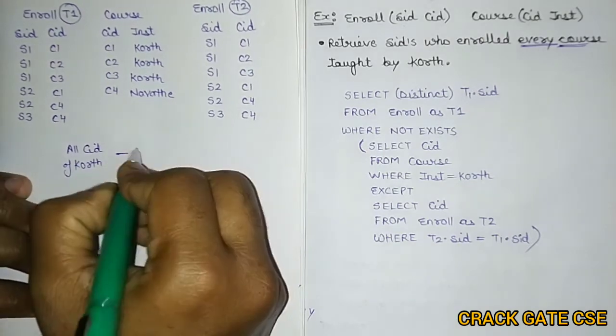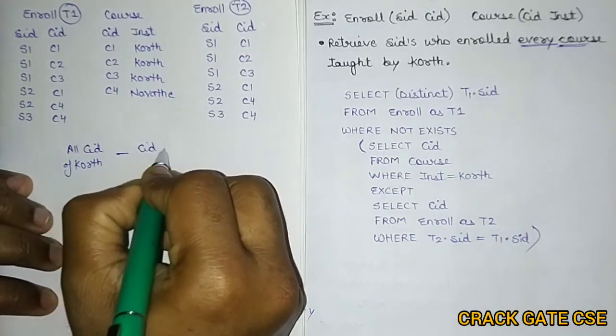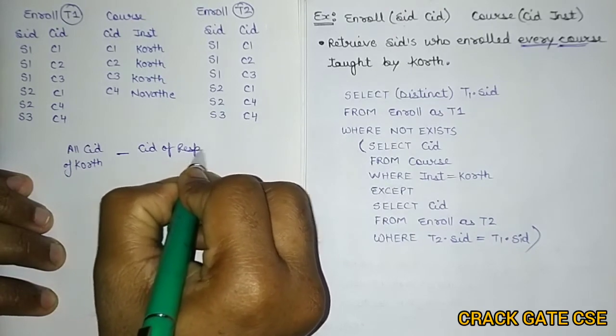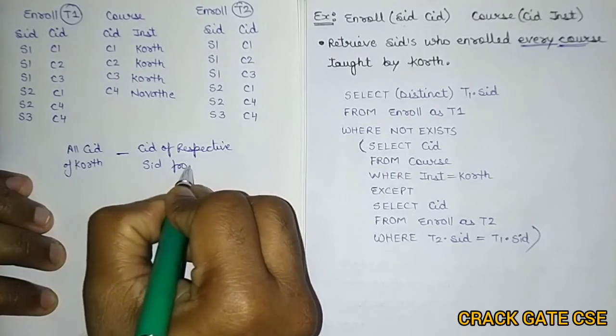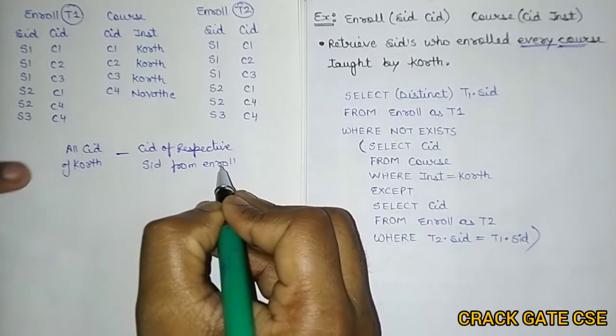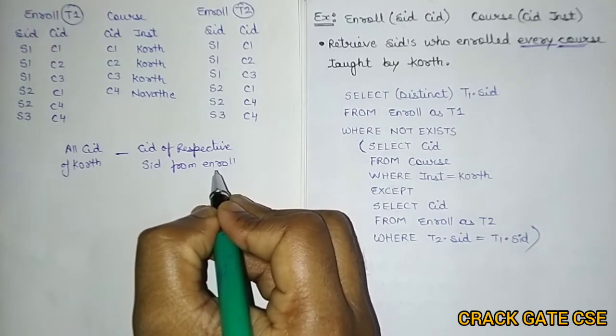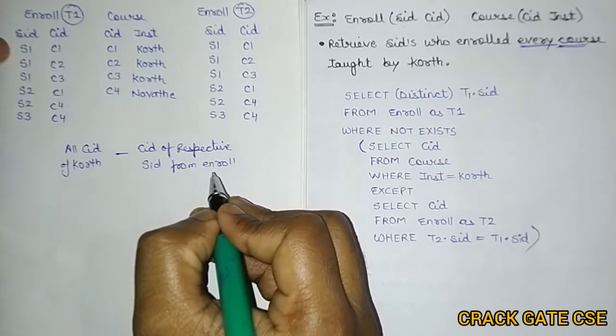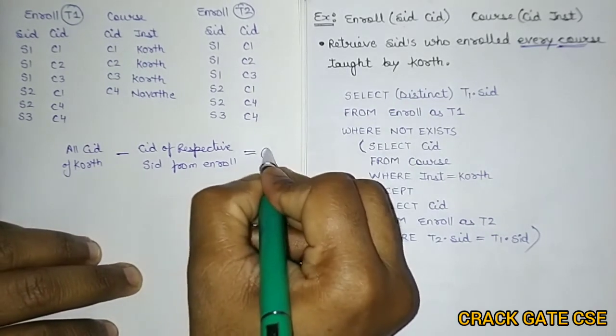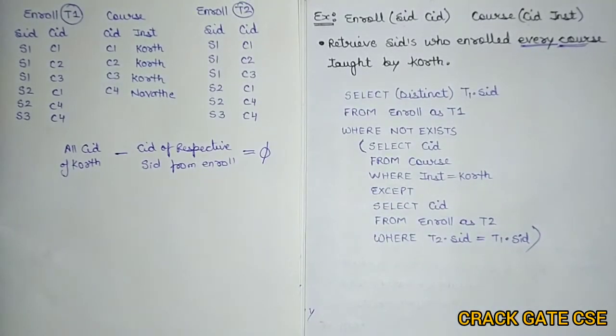Then it will subtract the course IDs of the respective SID from the enroll table. So first it will extract the course ID from this course table where the instructor is course. Then it will go to the first row of this enroll table, and for each student ID it will take out the value of course ID, and then it will subtract. And if it is equal to null, then that respective value of student ID should be in the answer.